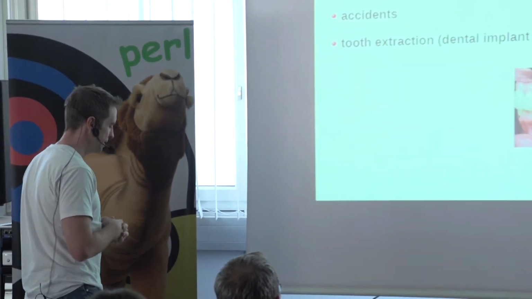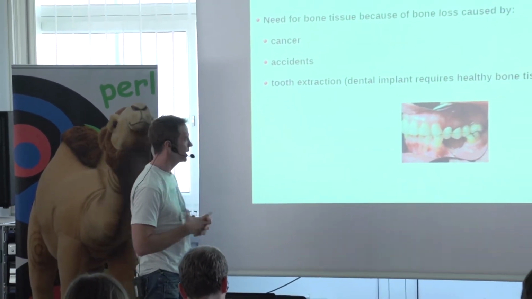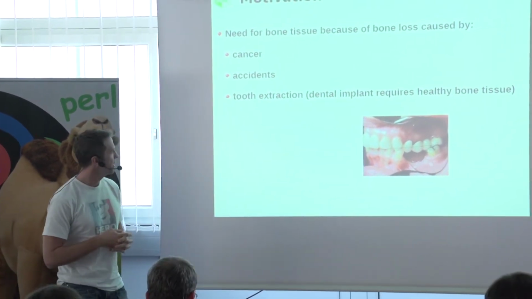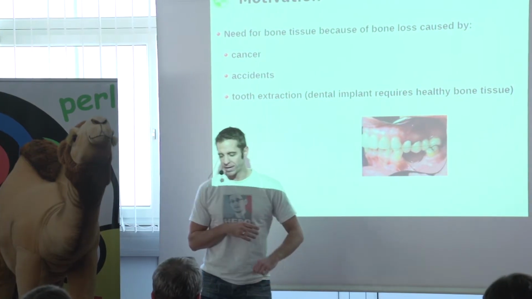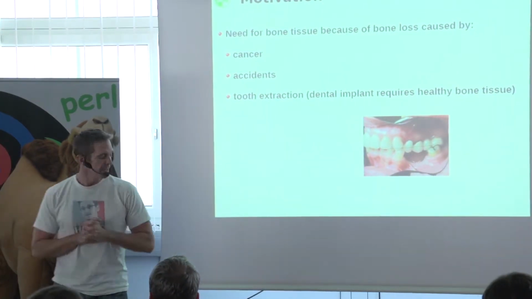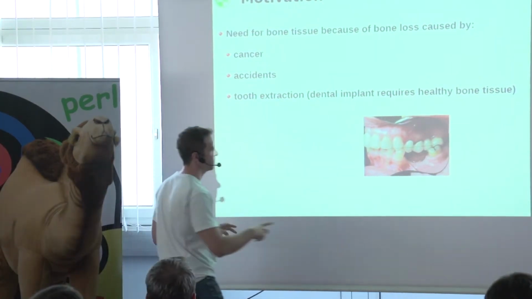The field is called bone tissue engineering. Why do we need the field of bone tissue engineering in the first place? There are 3 main reasons why humans can suffer from bone loss. Number 1 is cancer, number 2 is usually accidents, and number 3 is tooth extraction. If you're ever involved in a bar fight or a pub fight, then hopefully your opponent will look like that after a couple of months.